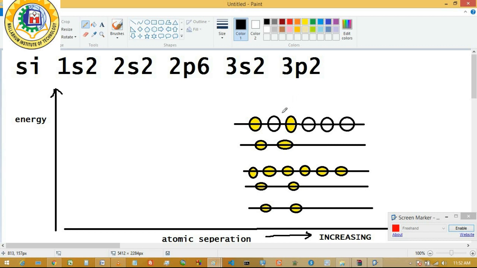So out of these 8 states you can say that only 4 electron states are occupied. 1 2 3 4: this is 3s2, all occupied, and out of the 6 electron states of 3p only 2 are occupied, so 4 remain vacant. So this is the picture of a single isolated silicon atom. This is the highest energy level, the third energy level. This is the increasing energy direction and this is the decreasing energy direction.